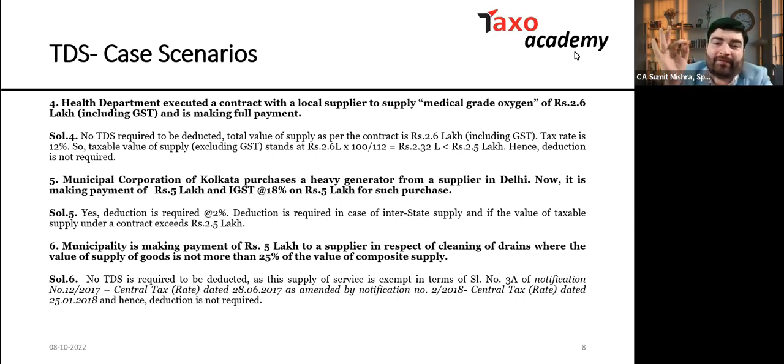There is only one thing that you have to remember at all times: contract value, taxable supply. I'm just saying the same thing again and again because this is the important thing. If you stick to this particular aspect, I'm 100% sure you will never skip checking whether TDS is applicable or not. Taxable supplies, single contract with a supplier and value exceeding 2.5 lakh. This is the only thing you have to remember at all stages.